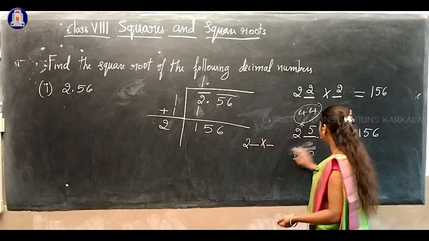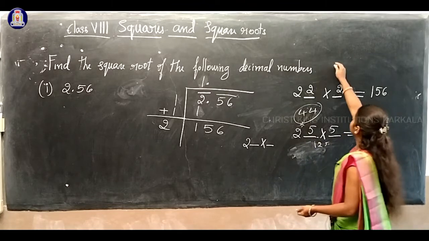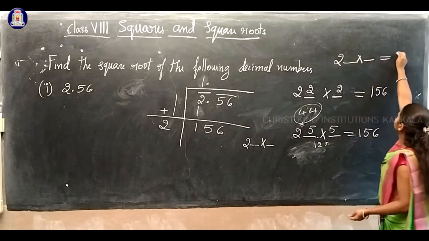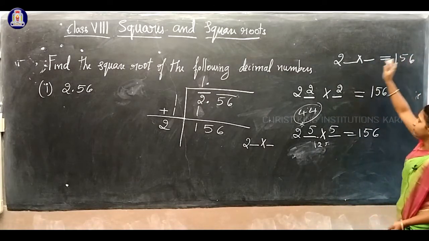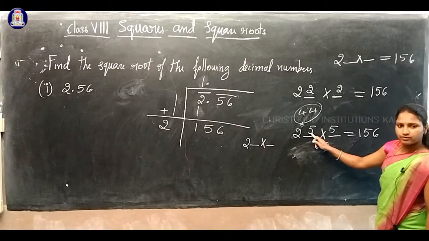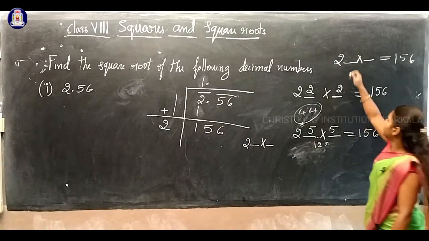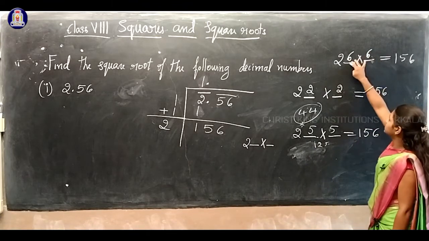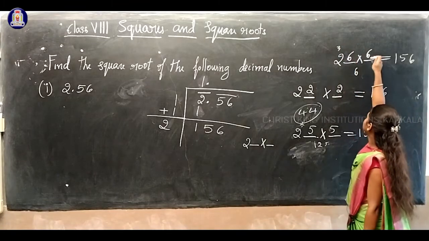Clear? So now I'll write here 2 dash into dash. The answer may be equal to 156 or nearly equal to 156. See, 25 into 5, we'll get the answer 125, right? So if I consider 6, what happens? 6 6s are 36, 3 remaining, right?